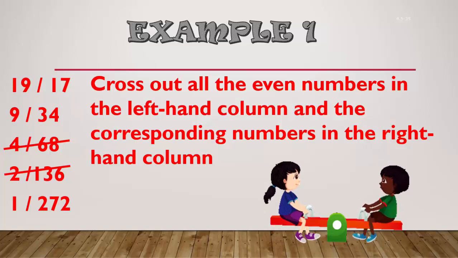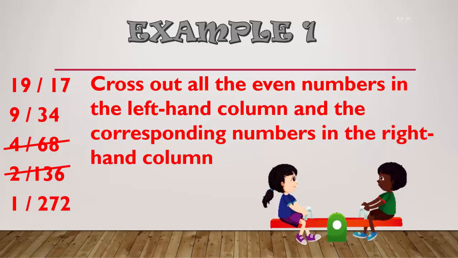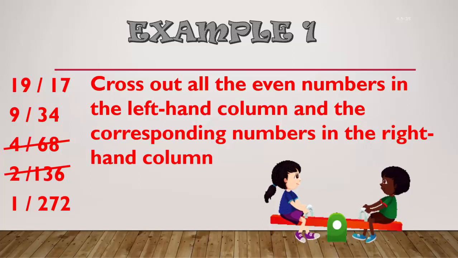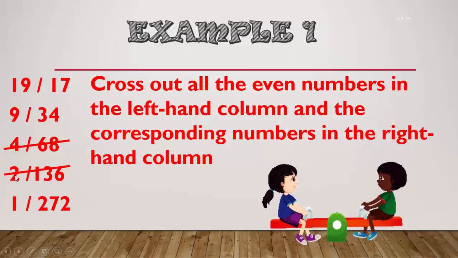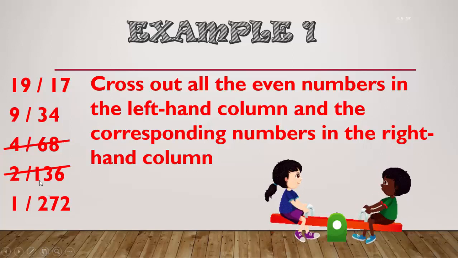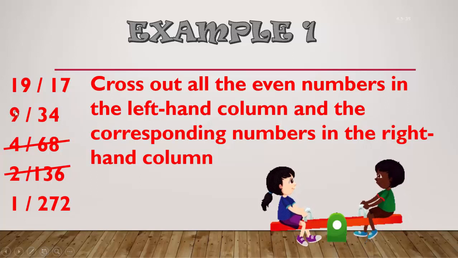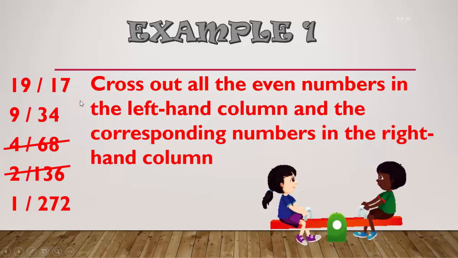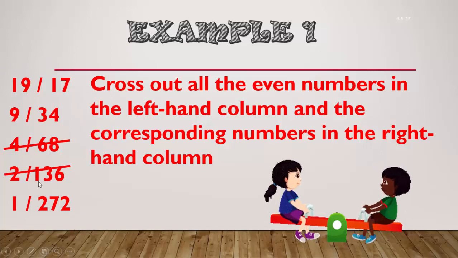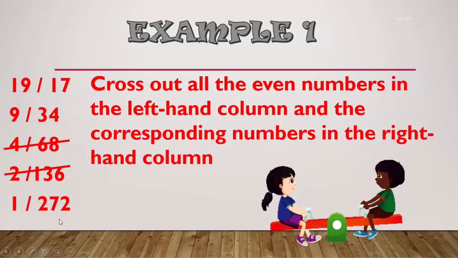I cross out all the even numbers in the left-hand column and the corresponding numbers in the right-hand column. So here I'm crossing out the 4 and the 68. Here I'm crossing out the 2 and the 134, but these are all odd. 9 is odd, so I keep the 9 and the 34. 19 is odd, so I keep the 19 and the 17. 1 is odd, so I keep the 1 and the 272.